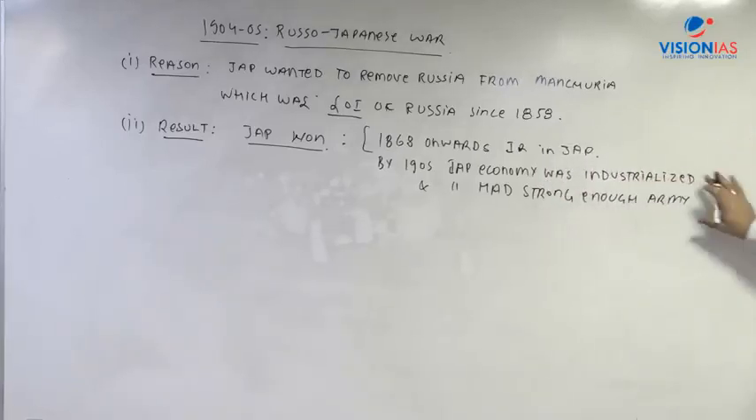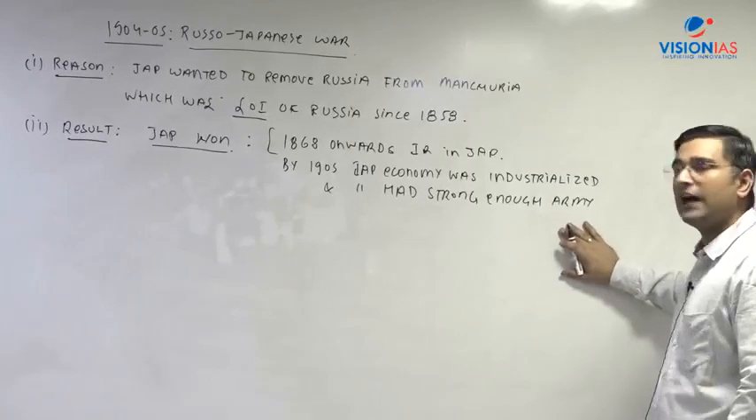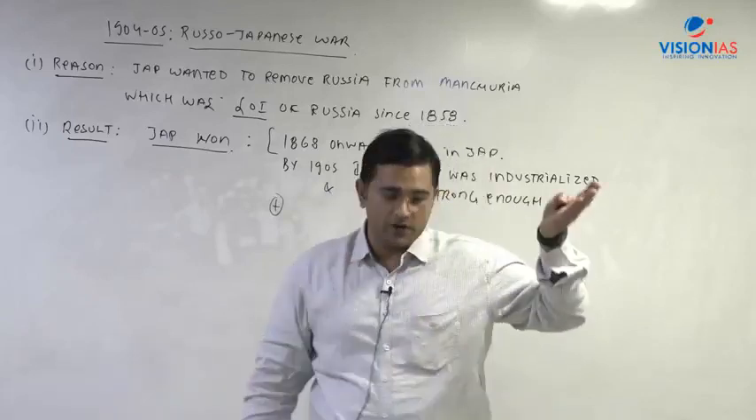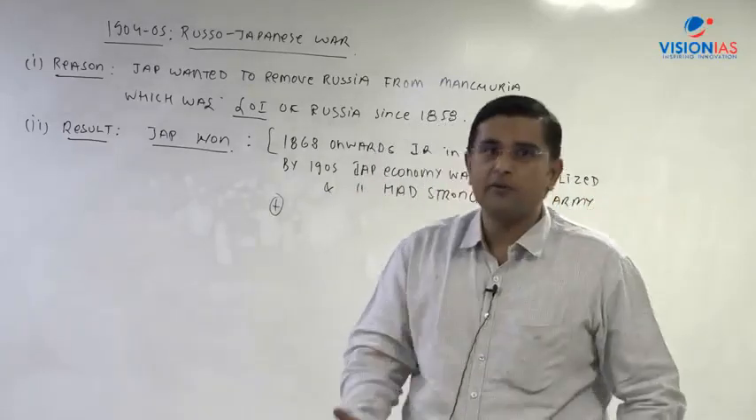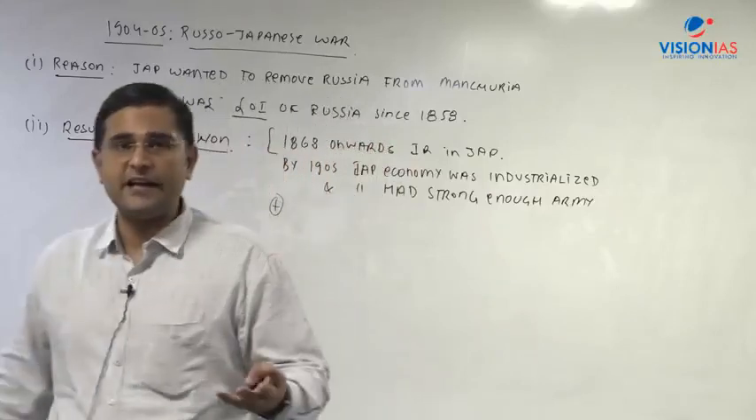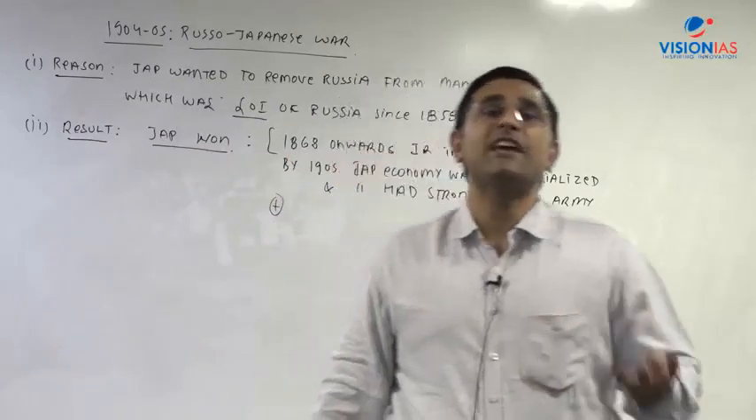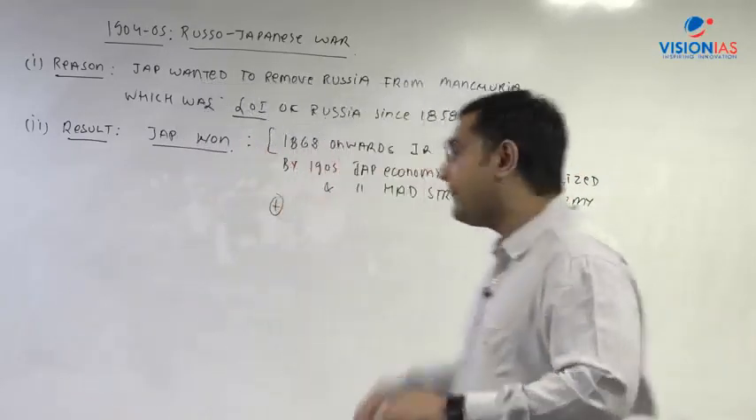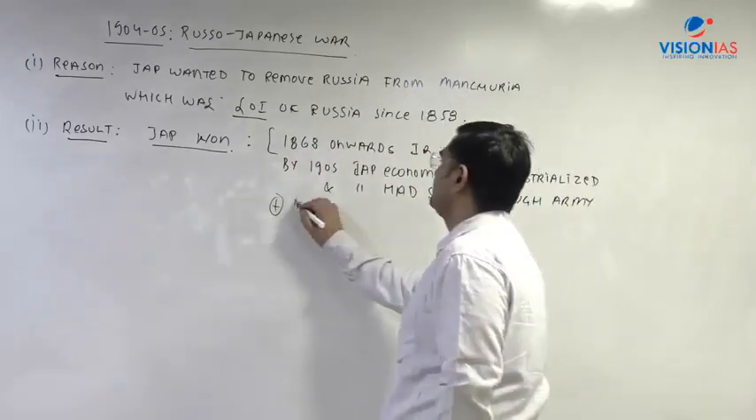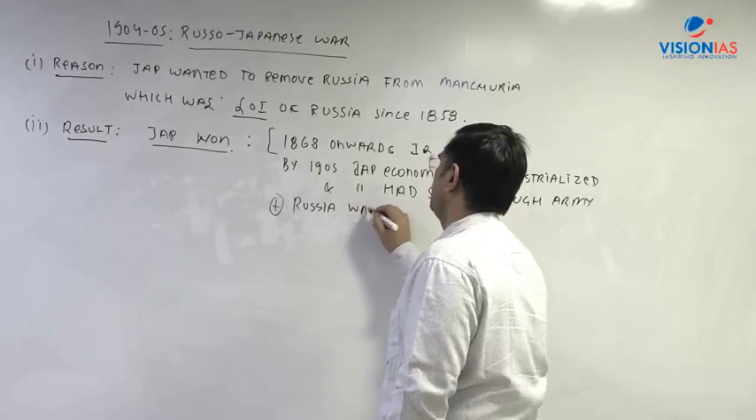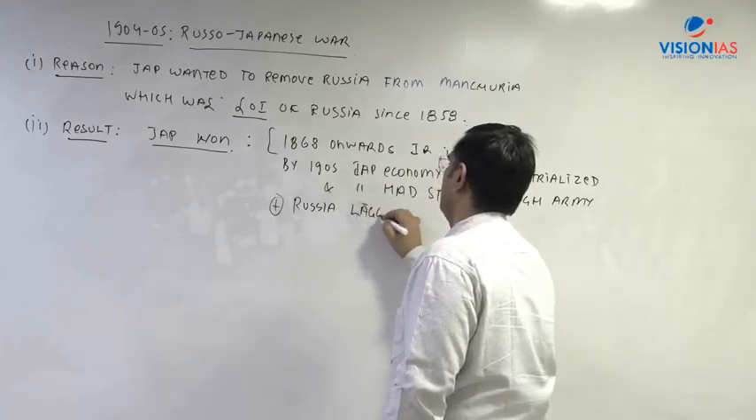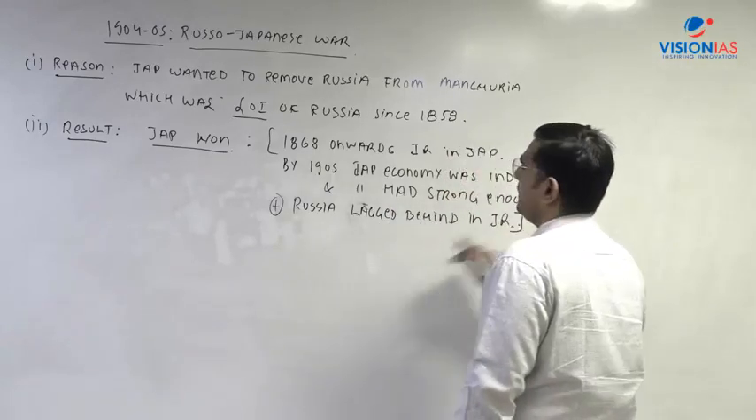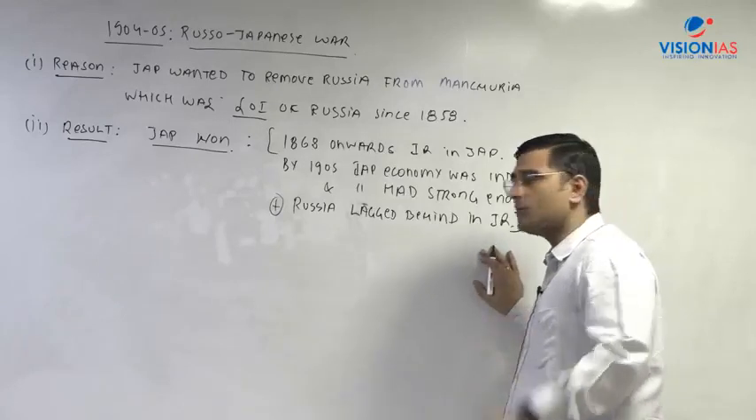By 1905, Japan's economy was industrialized and Japan had a strong enough army to take on Russia. Plus, third component here is that we mentioned in your industrial revolution also that some reforms were undertaken around the time period of 1880s, but otherwise Russian economy was largely agrarian. Russian economy was largely agrarian until 1914. So some improvement did take place, but otherwise Russia was late to industrialize. Russia lagged behind in industrialization. IR stands for industrialization.